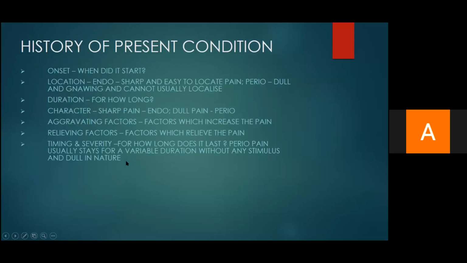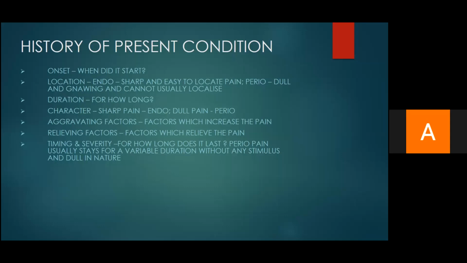Now, history of presenting illness is a very important topic of the case history. First of all, we have to ask the patient what the onset is. When did the pain start? Then we have to see the location. If it's a very sharp pain and easy to locate, it can be endodontically related. If it's a very dull and gnawing pain, it can be related to perio. Generally, periodontal diseases cannot be easily located by the patient.